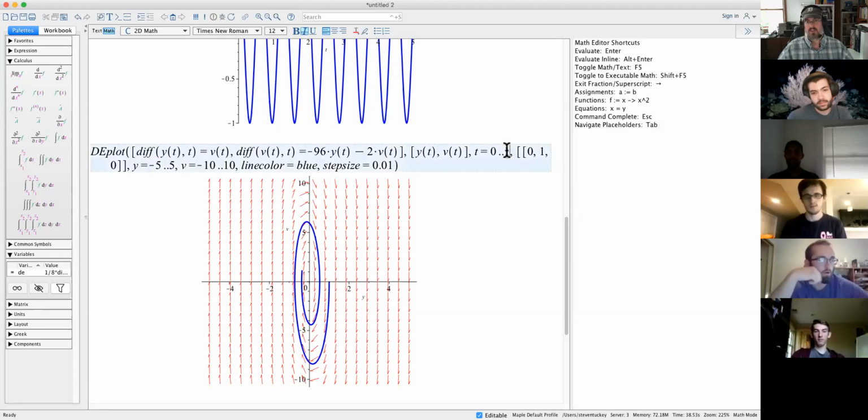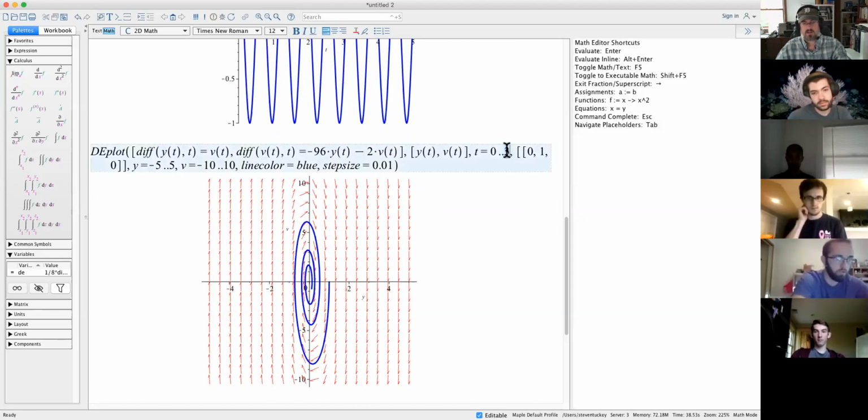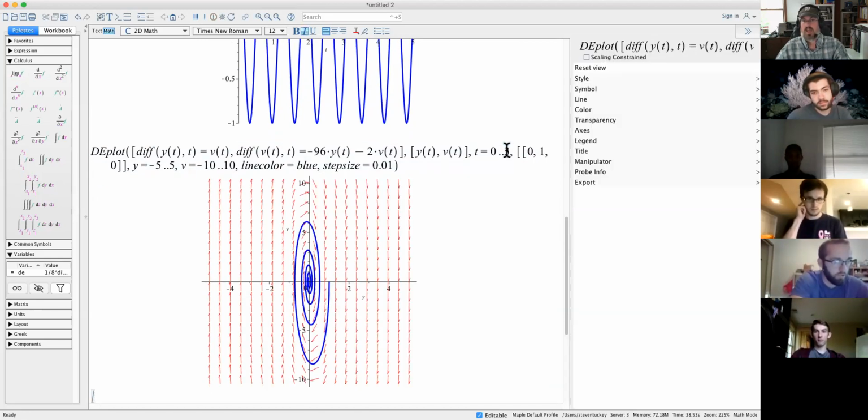So if I make this thing go from 0 to 2, we'll see a little bit more of the curve. If I make it go from 0 to 3, we'll see a little bit more of the curve. And it's clearly headed towards the equilibrium point at the origin. And so you might say, after 3 seconds, this thing is going to be straight down, basically not moving at all. You wouldn't be able to detect movement. So the DE plot produces the phase plane.